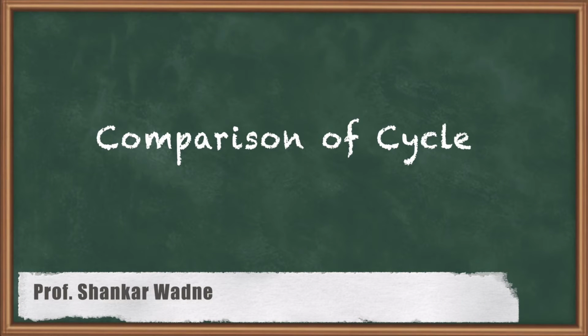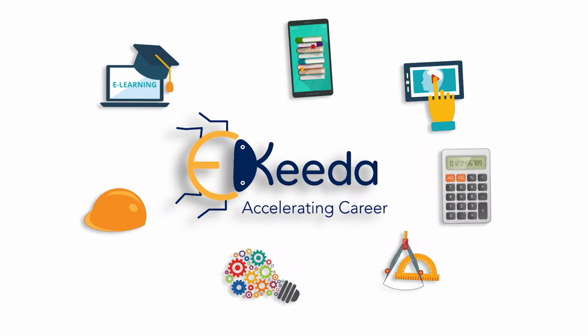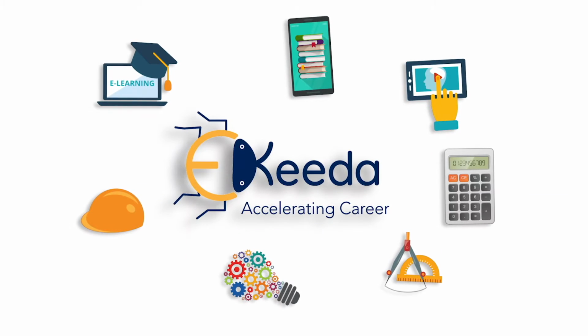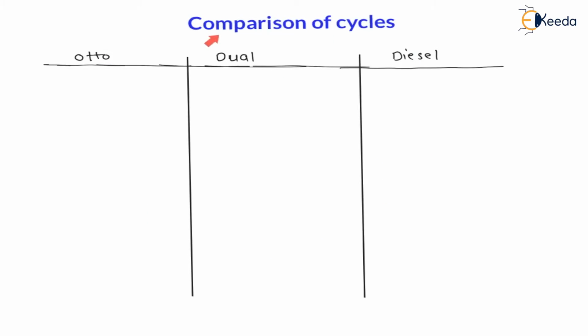Hello my dear students, in this lecture we are going to see comparison of various cycles. Now, whenever we talk about comparison of cycles, we talk about Otto, diesel and dual cycle. Always we are comparing Otto, diesel and dual cycle with each other. And my dear students, dual cycle is always in between Otto and diesel cycle for any comparison. That's why in column here I have written dual cycle in between Otto and diesel cycle.